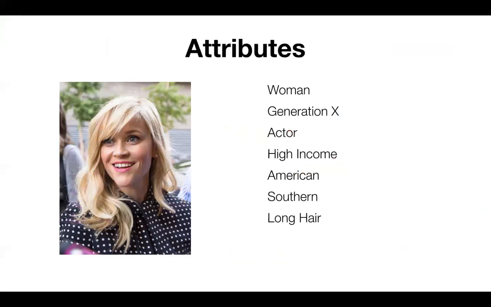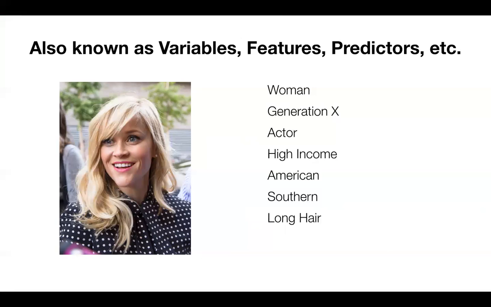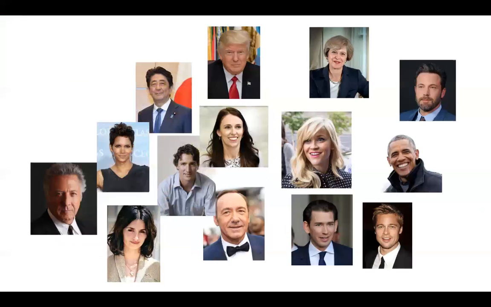In this case, for example, she is a woman, generation X, and an actor. The job is actor, she's making a lot of money, and she's American, and so on. Those are the attributes. We also call them variables, features, or predictors. In this context, those are the same thing. And you've got a bunch of people, and you want to group them into a set of groups based on the attributes that you have.